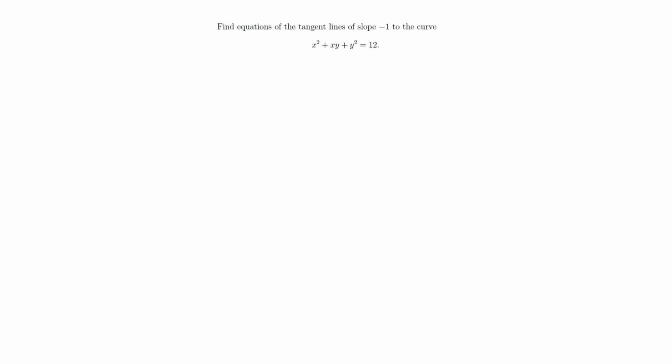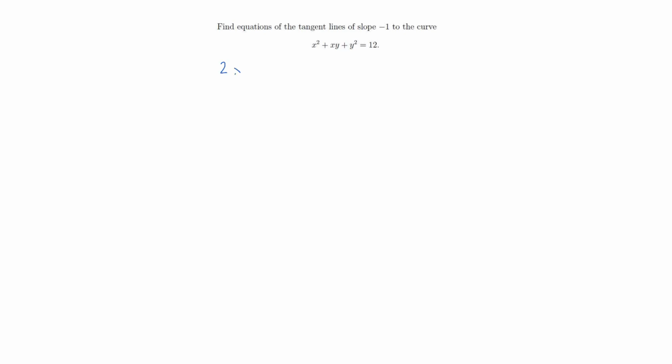In this problem, we were asked to find the equations of the tangent lines of slope minus 1 to the given curve. So the tool that we have to use to find the slopes of the tangent line is the derivative. If we can find y prime, our derivative, that gives us a representation of all of the slopes of all of the tangent lines. And in particular, we're looking for the slopes that are minus 1. So what we want to do here is find y prime. We want to take our derivative.